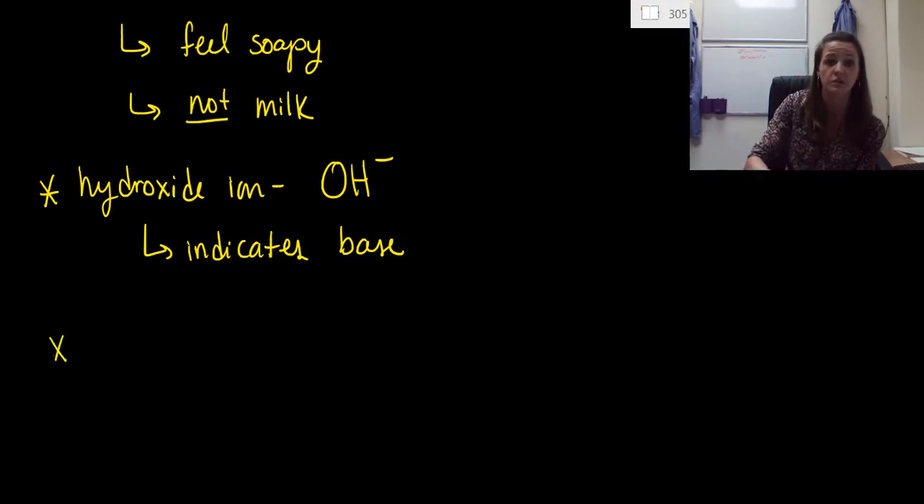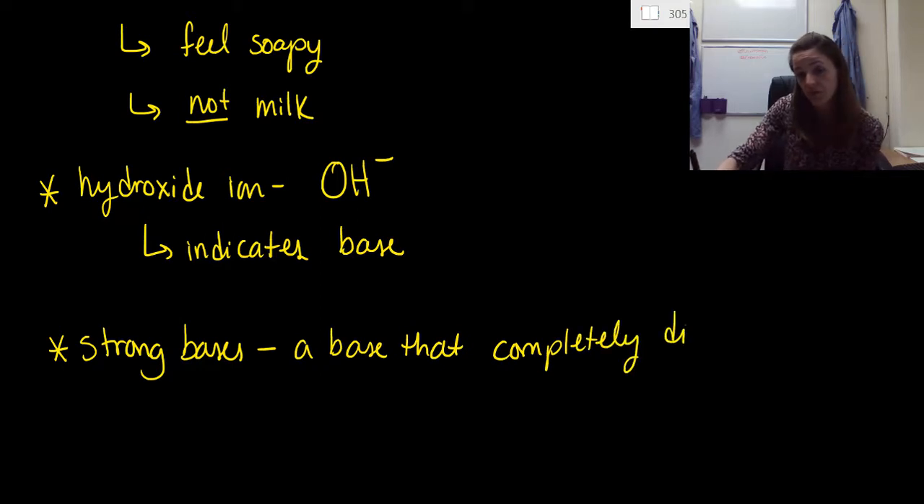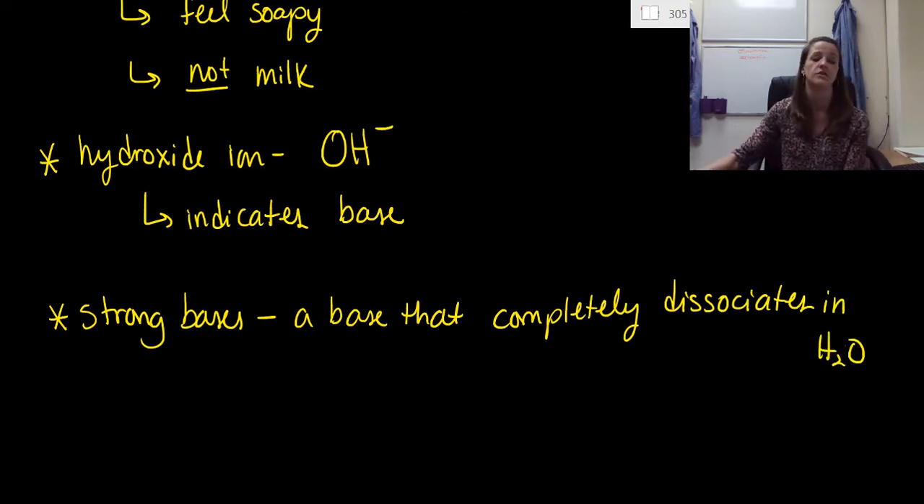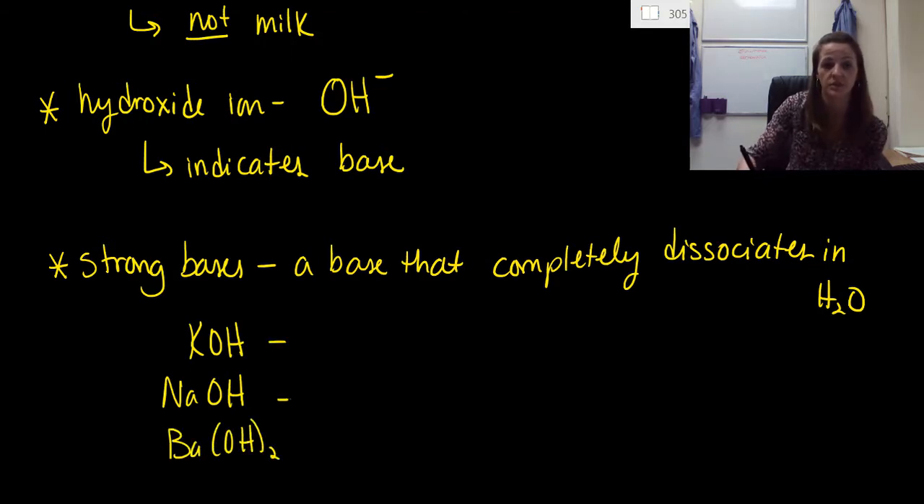So now we said we're trying to distinguish strong from weak. So the first thing we're going to do is identify our major strong bases. A strong base is simply a base that completely dissociates in H2O. Completely dissociates. Now there are three that I expect you to know. The first one is KOH, the second one is NaOH, and the last one is BaOH2.